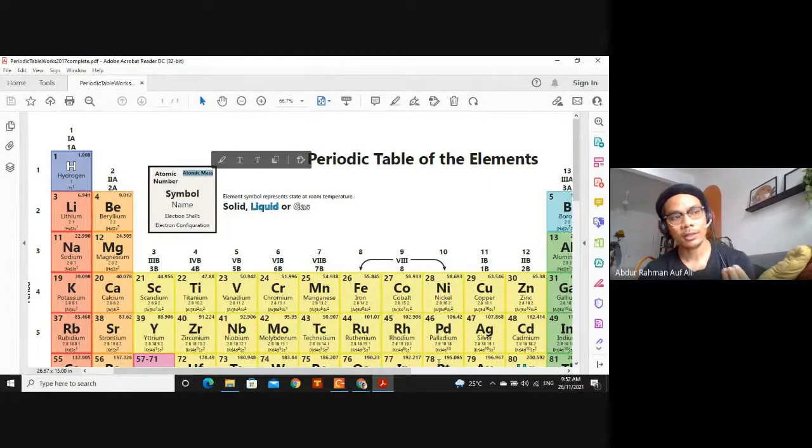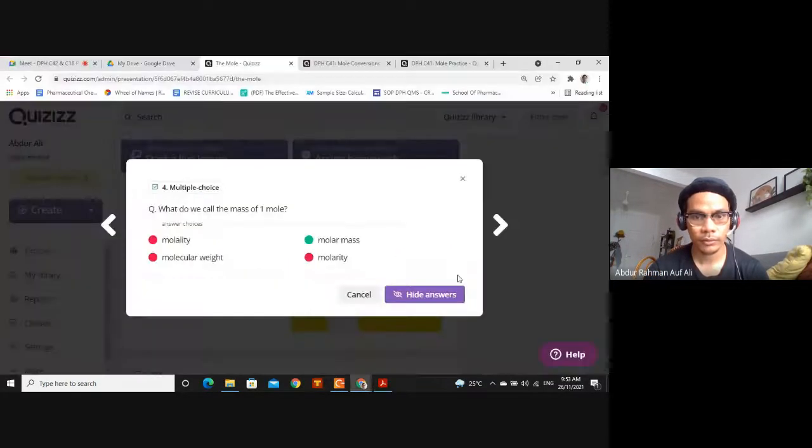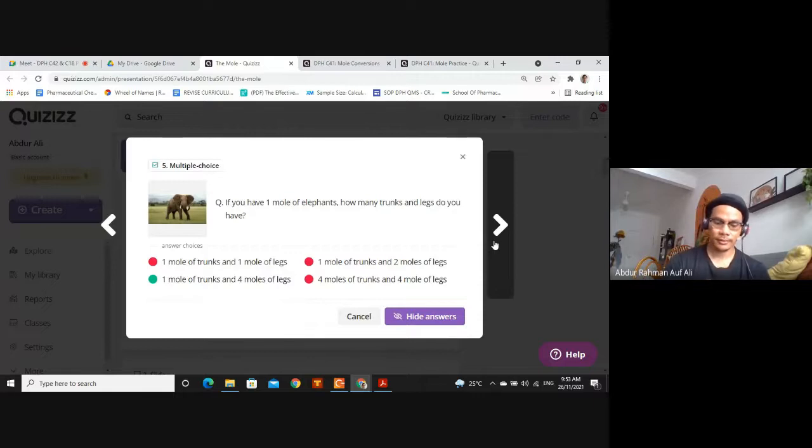So ada tulis kat sini atomic mass. Okay. Kalau macam different atoms form molecules macam H2O, a combination of hydrogen and oxygen, itu kita panggil sebagai molar mass ataupun molecular mass. Okay, so the mass of 1 mole adalah molar mass. So another hypothetical question here. If you have 1 mole of elephants, alah saya lupa nak slide. Okay, if you have 1 mole of elephants, how many trunks and legs do you have?